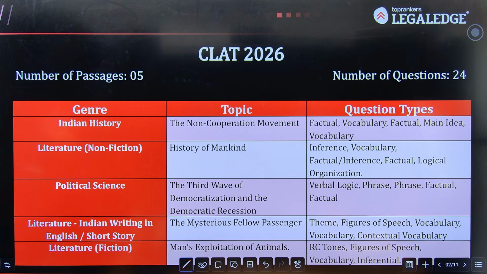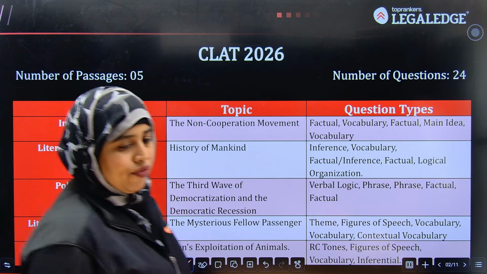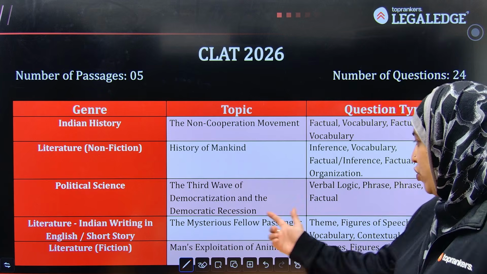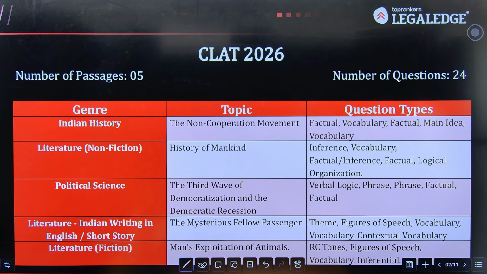Then the last one, students, was an extract taken from Animal Farm, written by George Orwell. The title of the passage can be Man's Exploitation, and the questions asked in this passage were RC tones, figures of speech, vocabulary, and inferential questions.